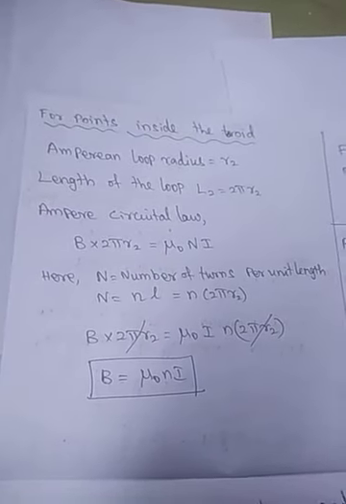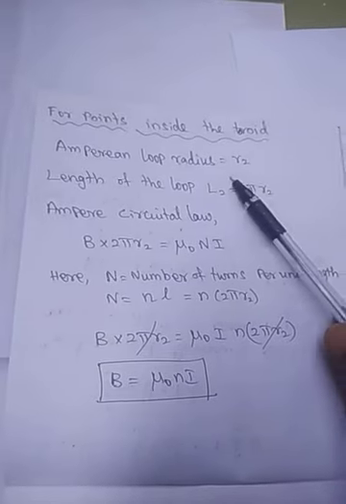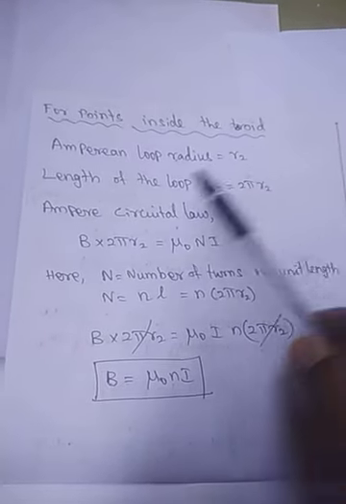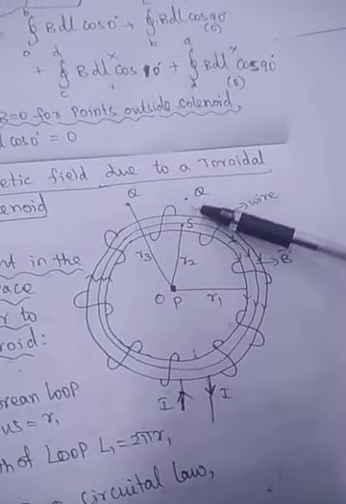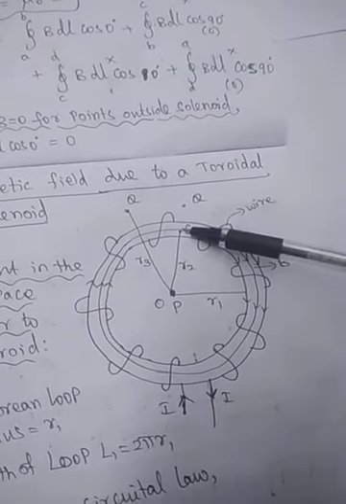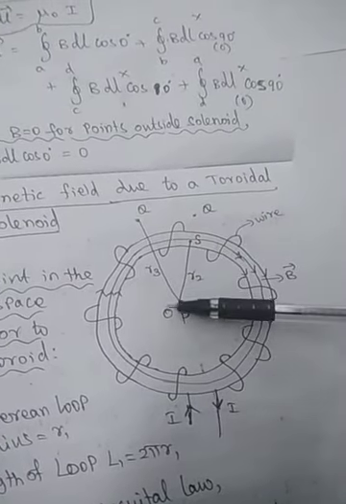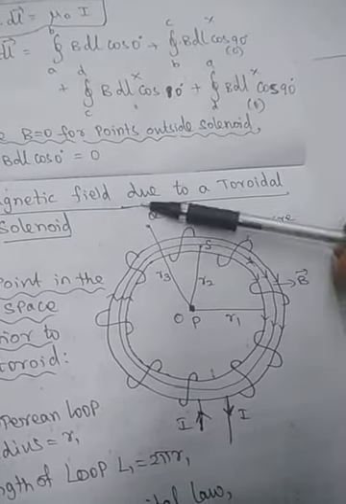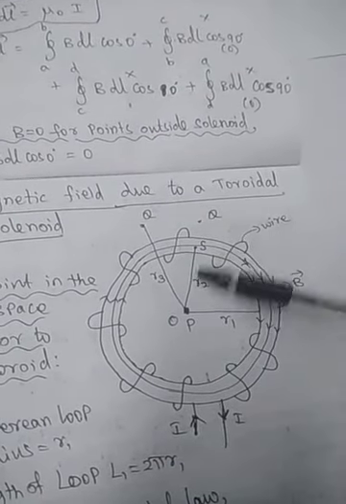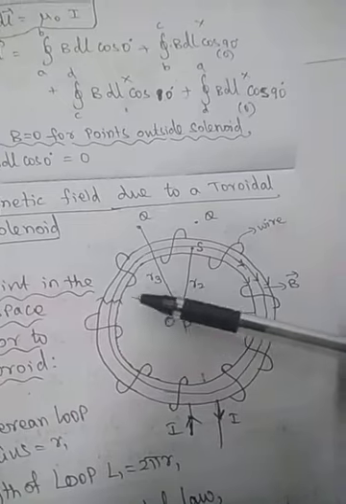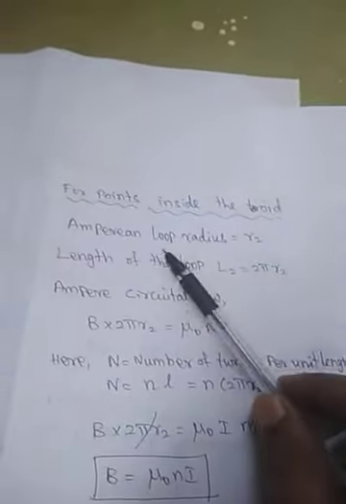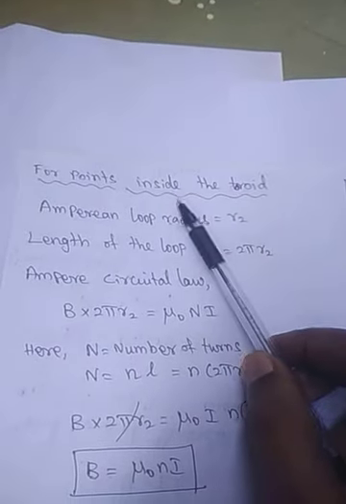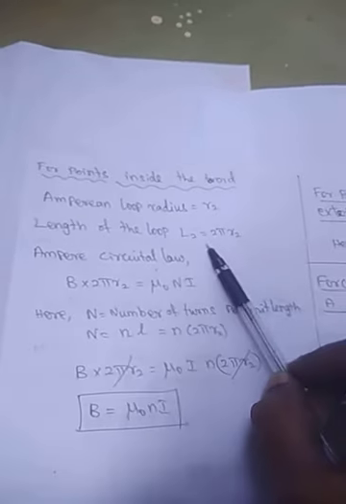Now consider a point inside the toroid. The Amperean loop radius is R2. The length of the loop is L2, equal to 2 pi R2. Very simple, students. If the point is inside the solenoid, that is point S, then for the third position, the point is outside the loop. For the point at the center of the coil, the radius is R2. Here the radius is R3. So remember that.